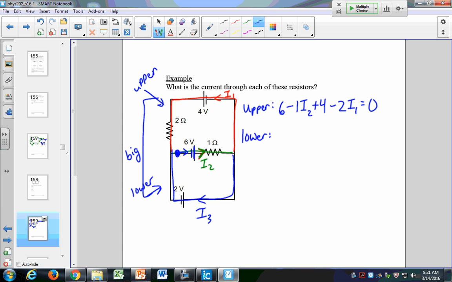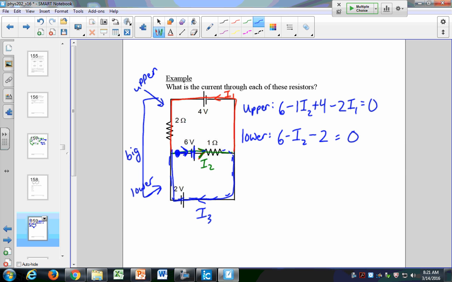Then I'm going to do the lower loop. I'm going to start here and go in this direction, come through and do the lower loop. So the first part looks the same. And then in the bottom part, I get minus 2. And then that's it, equal to 0. Remember, it's minus 2 when I move from high potential to low potential, from big to little. My electrons are actually losing energy in that case.